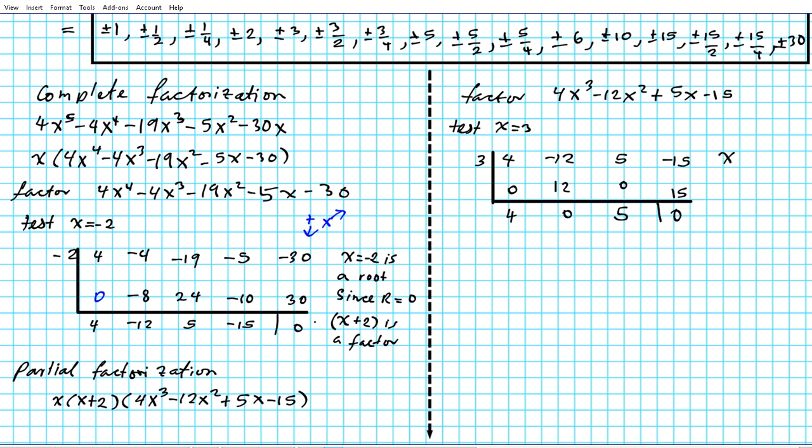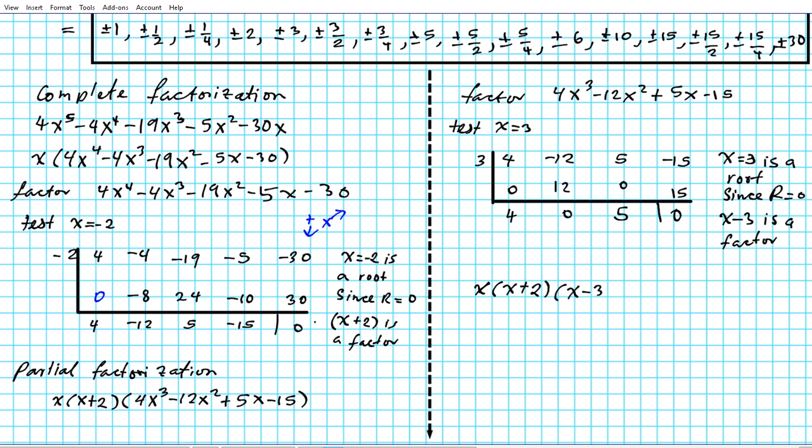So x equals 3 is a root. How do we know x equals 3 is a root? We know it's a root since the remainder is equal to 0. And that tells us that x minus 3 is a factor. Okay? So just set x equal to 3, and try to get it equal to 0 by subtracting 3 from both sides. And then you have the factor, which is x minus 3. All right, so that gives us the factorization x times, we had x before, first of all, and then we had x plus 2, and then we have x minus 3.